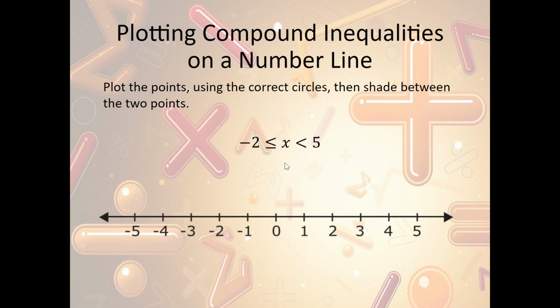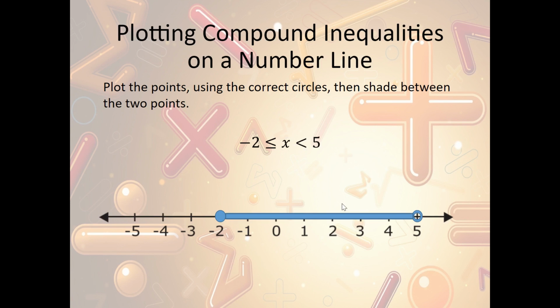Let's take a look at another example now. We have -2 is less than or equal to x is less than 5. So we know we're going to have a point at -2, and they did add something extra, so we will too, so it's going to be a closed circle here at -2. And we're going to have a point here at 5. They didn't add anything extra, so it's going to be an open circle. And based on our compound inequality, we see that x is between those two numbers, so we're just going to shade in between.